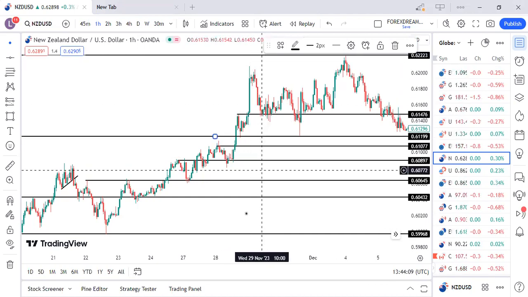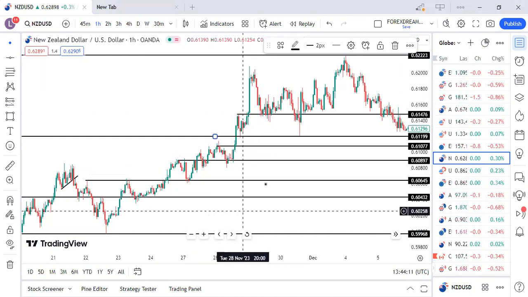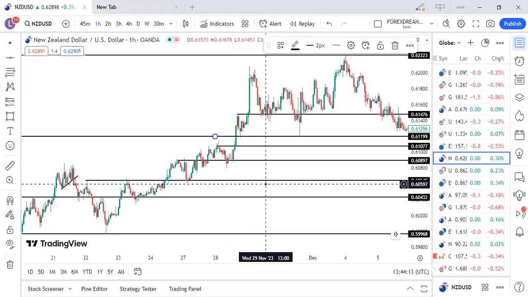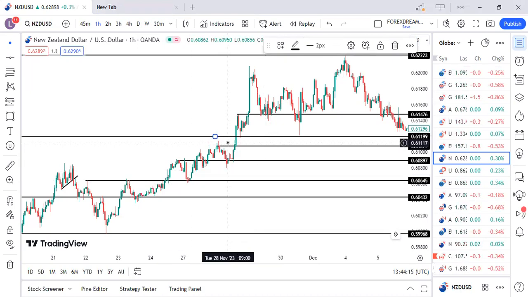So if you draw many lines like this, you'll end up being confused. The best thing you can do, go to a higher time frame, check the structure of the higher time frame, see what it tells you, and then you come back to a smaller time frame to take a decision.